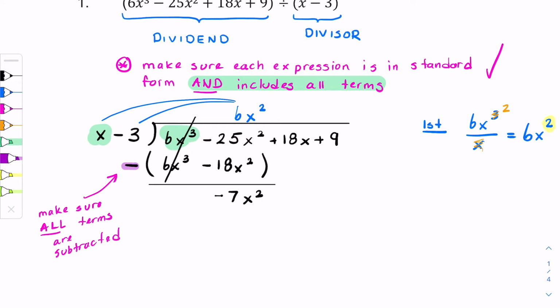All right, once we have this new value of negative 7x squared, we need to bring down our next term of positive 18x. You could bring down all of the remaining terms, but it's not necessary, so I'm just going to bring down 18x.